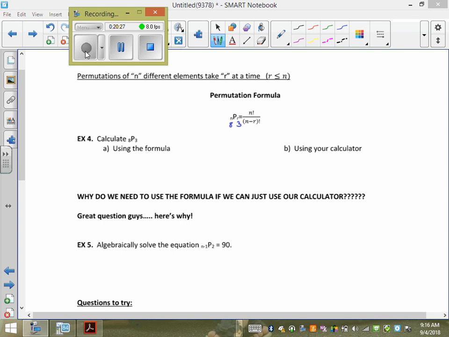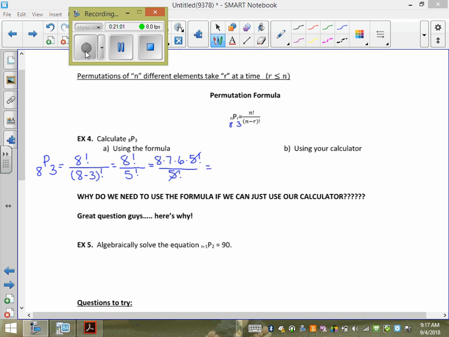So 8 goes in the n spot, 3 goes in the r spot. So we're going to get 8P3, and we're going to fill it into our formula. n factorial, n is 8. So 8 factorial over 8 minus 3 factorial. And then we're going to get 8 factorial over 5 factorial. And we're going to get 8 times 7 times 6 times 5 factorial over 5 factorial.